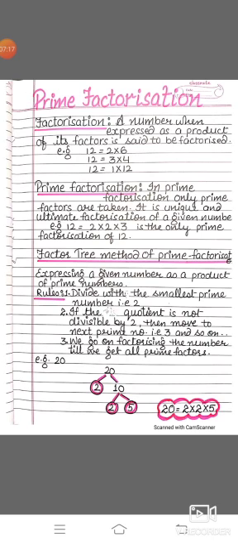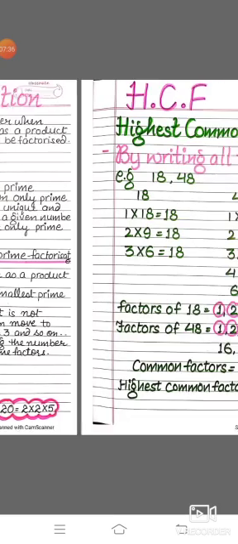Rules for finding factors using the factor tree method are: divide with the smallest prime number, that is 2. If the quotient is not divisible by 2, then move to the next prime number, that is 3, and so on. We go on factorizing the number till we get all the prime factors.